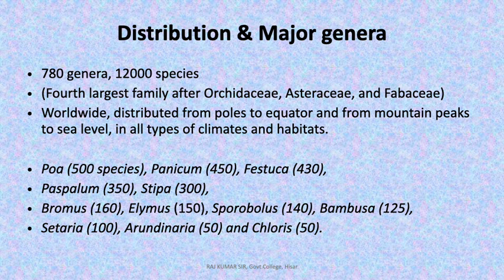The major genera are Poa with 500 species, Panicum with 450 species, Festuca with 430 species, Paspalum with 350 species, Stipa with 300 species, Bromus with 160 species, Elymus with 150 species, Sporobolus with 140 species, Bambusa with 125 species, Setaria with 100 species, Arundinaria with 50 and Chloris with 50 species. And you are also aware that this family includes the major cereals like rice, wheat and maize.